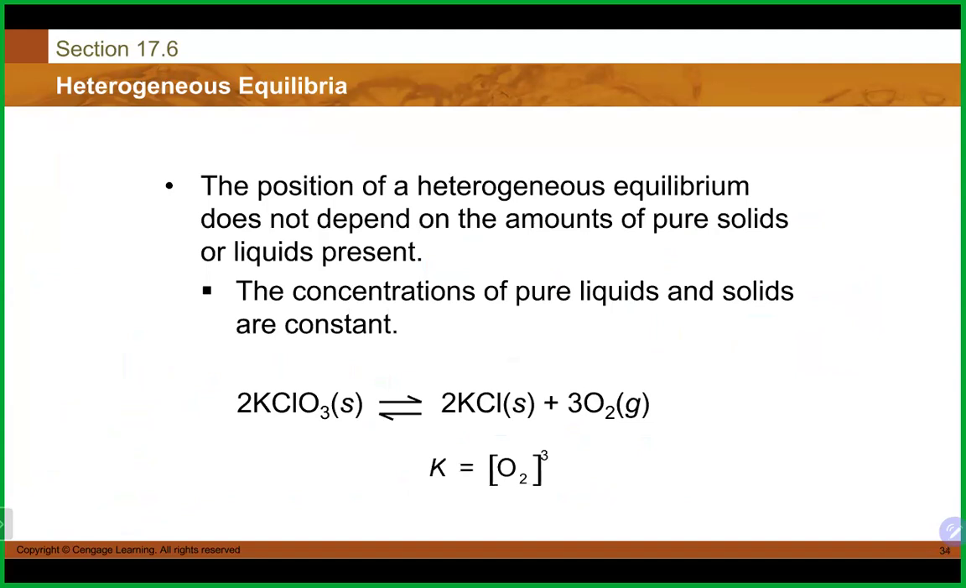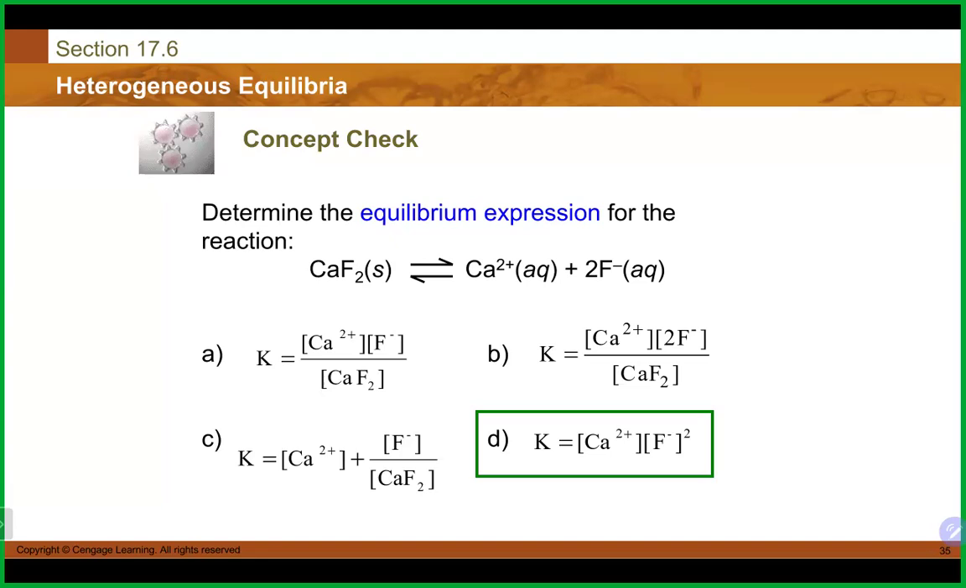All right, so as I mentioned before, the position of heterogeneous equilibrium is not affected by solids or liquids. Once again, we do not include anything that's a liquid, and anything that's a solid is left out of the equilibrium expression. So here is another KSP type situation. We have this solid going to aqueous ions. In this case, it would be just the product side here, as those guys are aqueous. Again, this being a solid would not be included in the expression, and that would obviously give us our D that's there on the bottom.